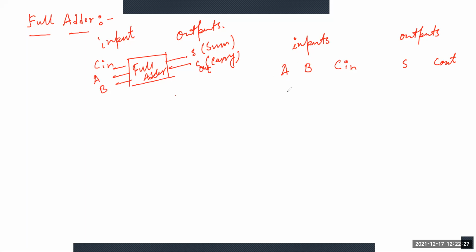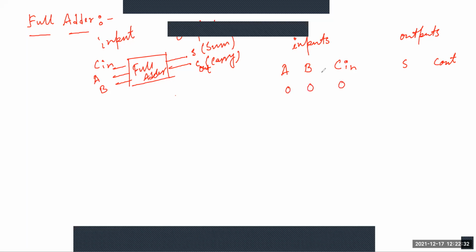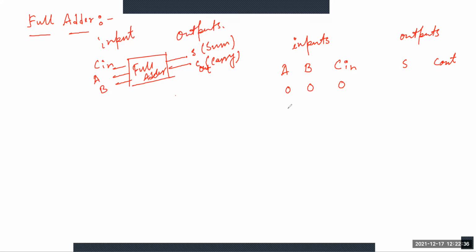So first this is 0 0 0. Second one is 0 0 1. Third one is 0 1 0. Fourth one is 0 1 1. Fifth one is 1 0 0, sixth one is 1 0 1, seventh one is 1 1 0, and eighth one is 1 1 1.